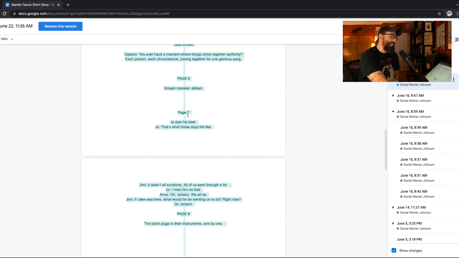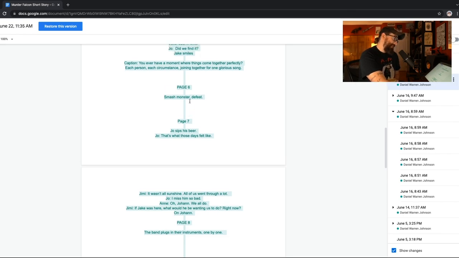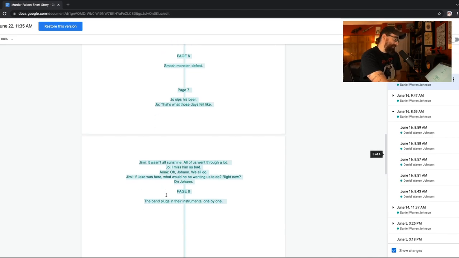Okay, here's where I figured it out. June 22nd. Page 6 is just a big fight page. Page 7, Joe sips his beer. So here I'm kind of talking it out to myself. This is before I drew it. Joe sips his beer, Joe. That's what those days felt like.